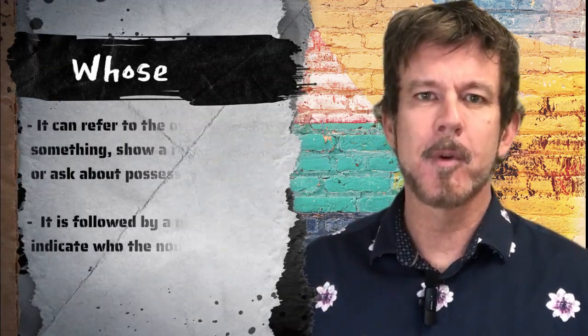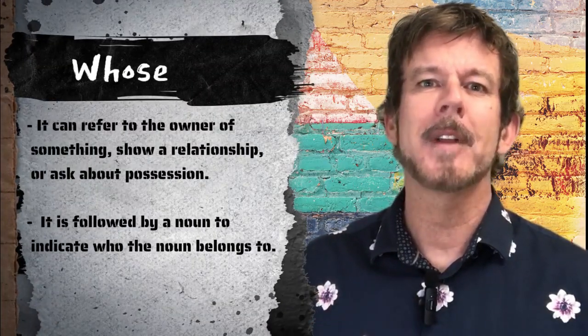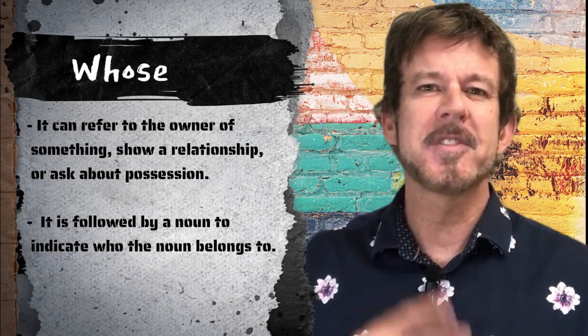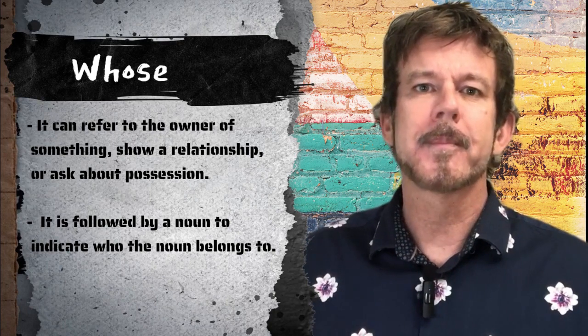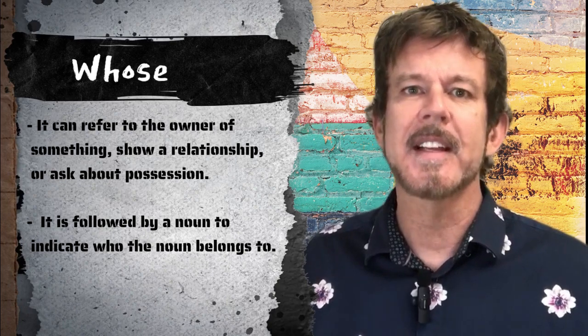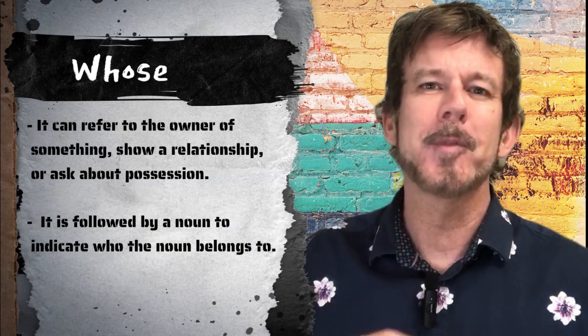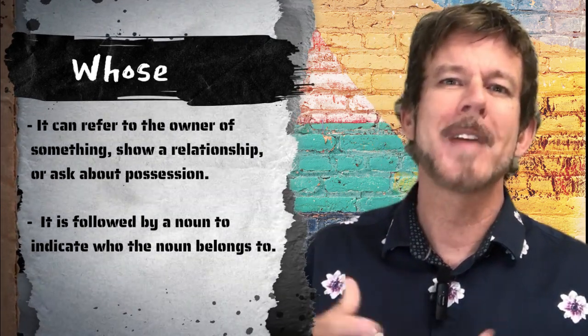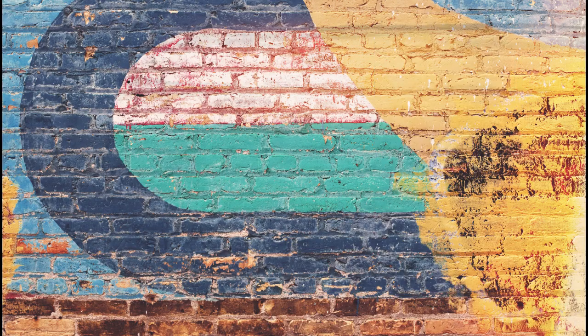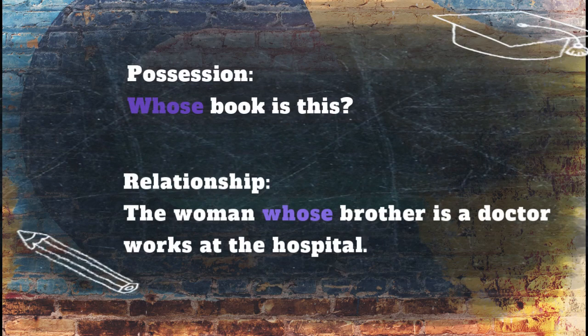Whose is a relative pronoun that is used for people and things. It is used to show ownership or a relationship between things. It is followed by a noun to show who that noun belongs to. For example, whose book is this? The book belongs to someone, and we want to know who owns it.